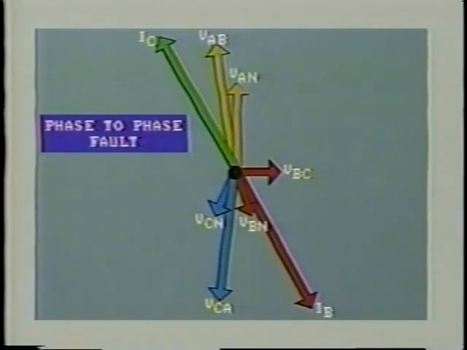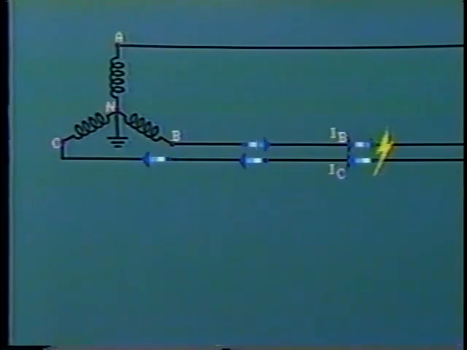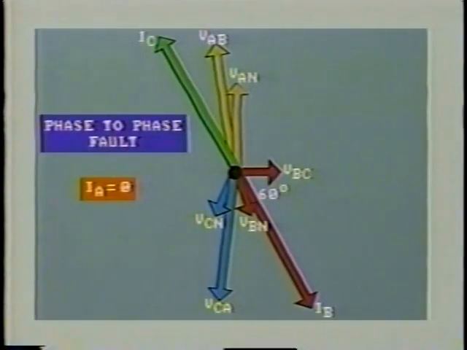Now, let's look at the line currents. As we are considering zero load, IA is 0. The current traveling through line B is feeding the fault, and this will lag by approximately 60 degrees on voltage BC. Once IB passes through the short circuit, it returns along line C. So current IC can be shown at the same magnitude, but 180 degrees apart from IB.